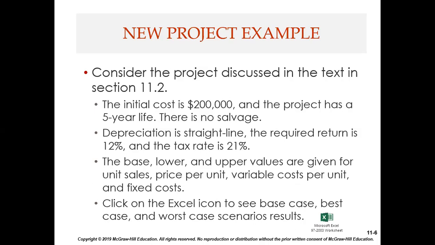So let's take a look at an example here. And this is in the textbook. The initial cost of an investment is $200,000 and the project has a 5-year life, whatever that project may be. There is no salvage. Depreciation is straight line. The required return on this investment is 12% and the current tax rate is 21%. The base, lower, and upper values are given in unit sales, price per unit, variable cost per unit, and fixed cost per unit within an Excel spreadsheet.